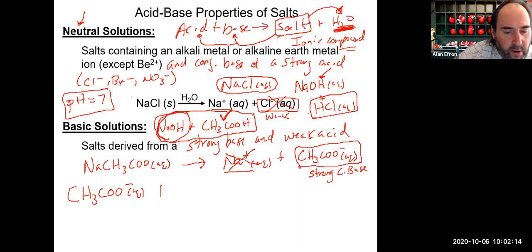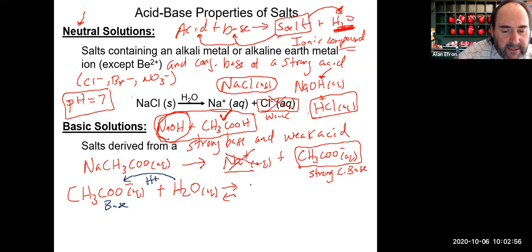Now, the question is, what happens when acetate reacts with water? And the answer is, it's going to do what it normally would do. What I mean by that is, we know that it came from acetic acid, which means that the acetate would be the conjugate base. And that means when the acetate reacts with water, it's going to react as a base, which means it's going to accept the H+, because it's going to act here as a base because it came from an acid.